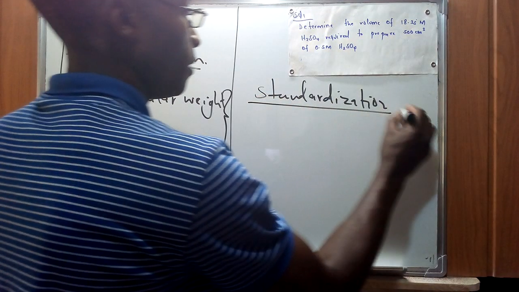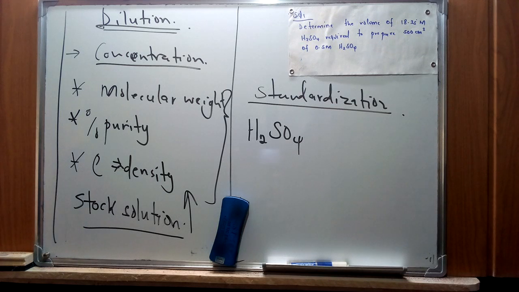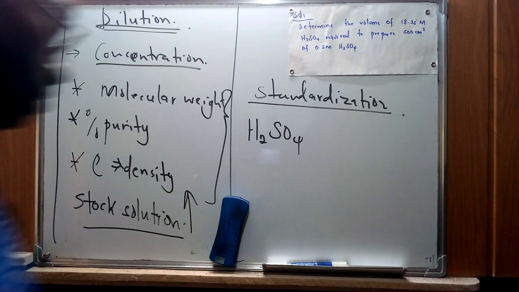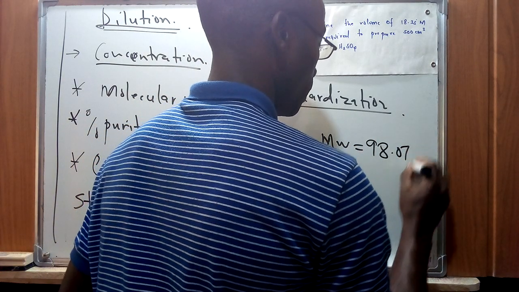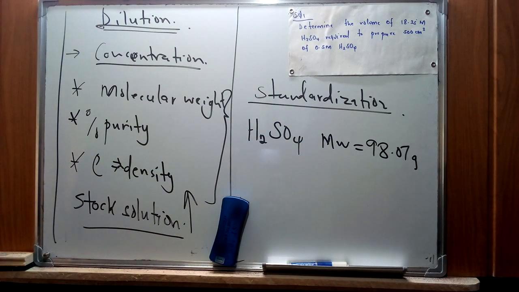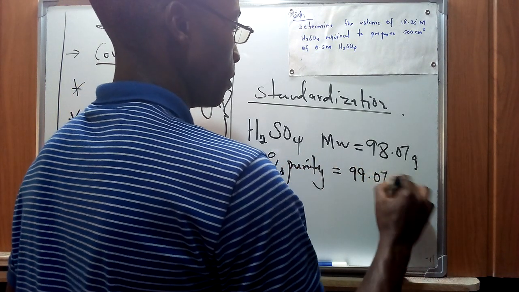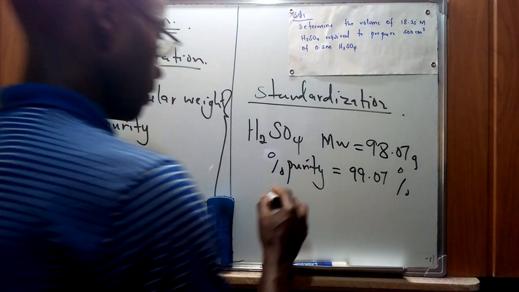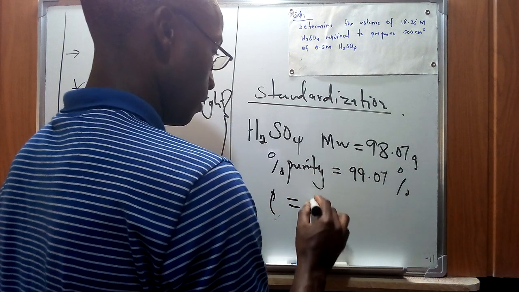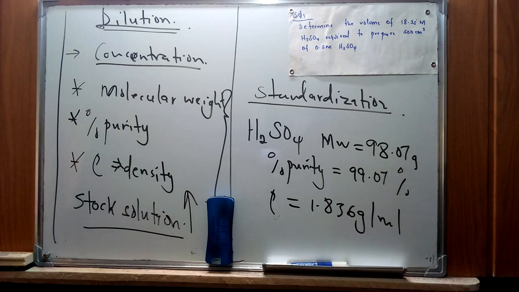For example, if a container has the product sulfuric acid, and on its package there's an inscription for specific characteristics of that particular product, maybe the molecular weight, of course we know this is going to be 98, but to that degree of accuracy, 98.07, and then its percentage purity is given as 99.07 percent, and the sulfuric acid has been given a density of 1.836 grams per milliliter. And this is the stock solution that we have purchased from the market.